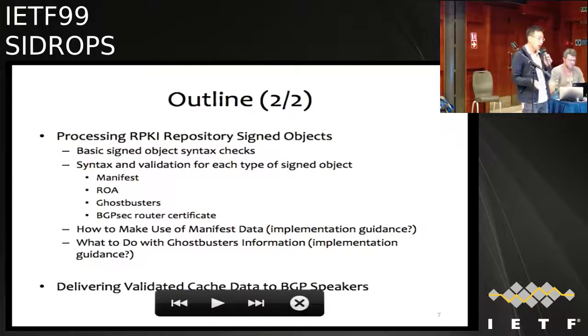By the way, I believe the manifest design is really a tricky part. So I hope maybe we could do some update of the manifest design. Okay, the last but no less important one is delivering validated cache data into the BGP system. Next slide.